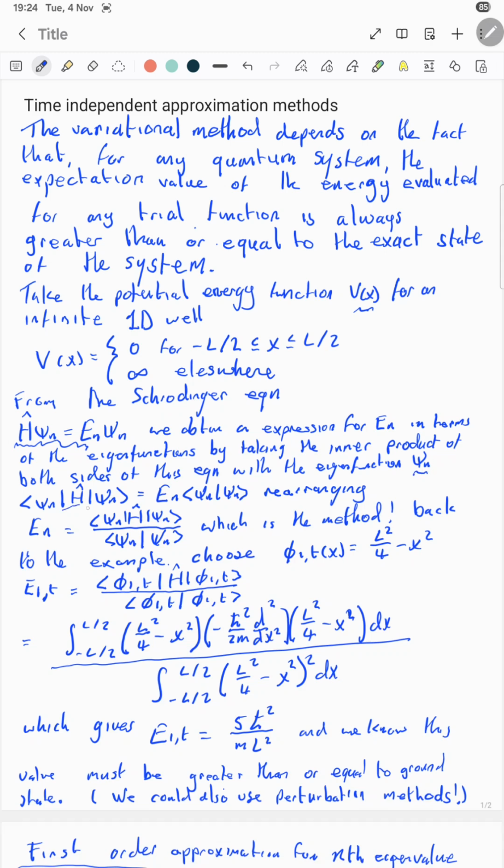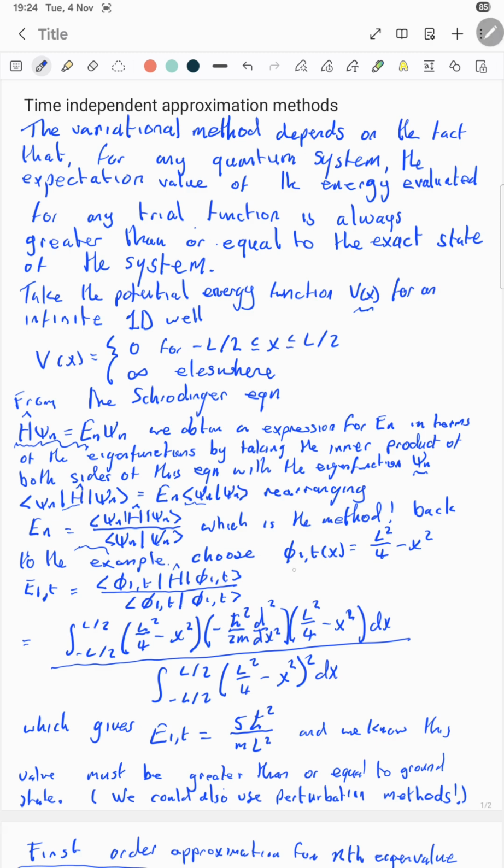So here, we rearrange to get E of n here, which is the method we're going to use, which is a variational method. Yay. Back to the example.